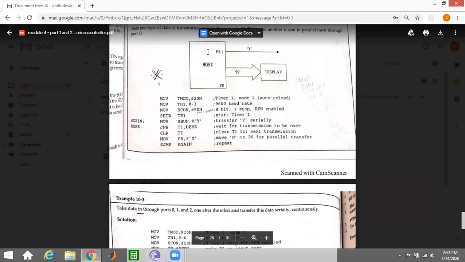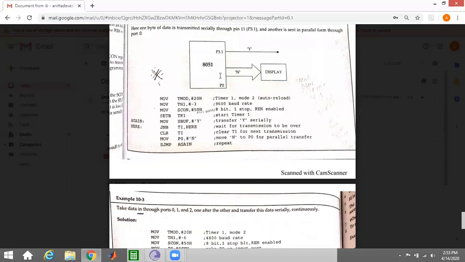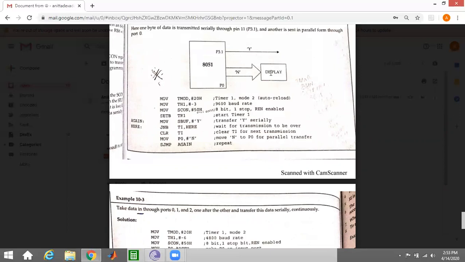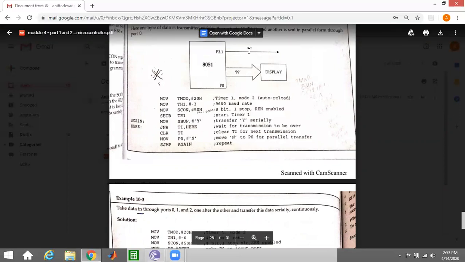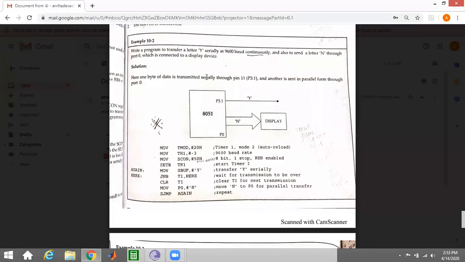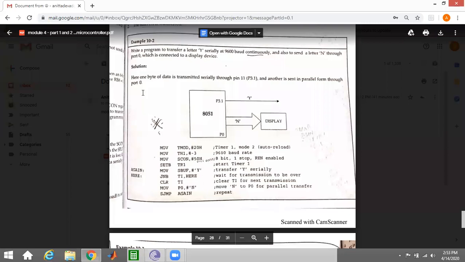The question is explained by a diagram here. This is where we transfer the data N parallelly to the display device, and we transfer the data Y serially through P3.1. They have only taken P3.1. Here, 1 byte of data is transmitted serially through pin 11, P3.1. Another is sent parallelly through port 0. Understood? So this is just the explanation of the question.